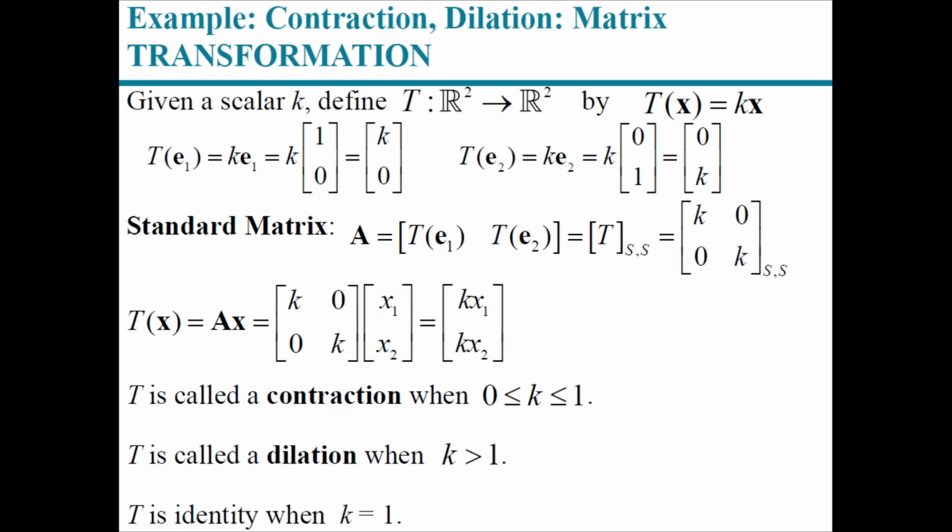Here is an easy example to start. If I have a linear transformation that just multiplies every vector by a fixed scalar, let's say I'm in R2 and the outputs are going to be in R2. All I'm doing is multiplying each vector x by k, a scalar, a fixed number.